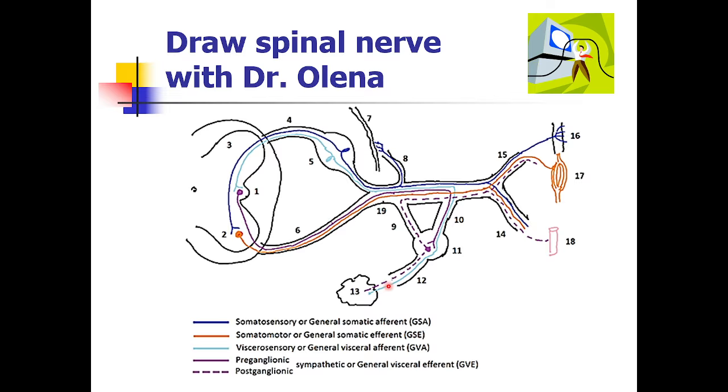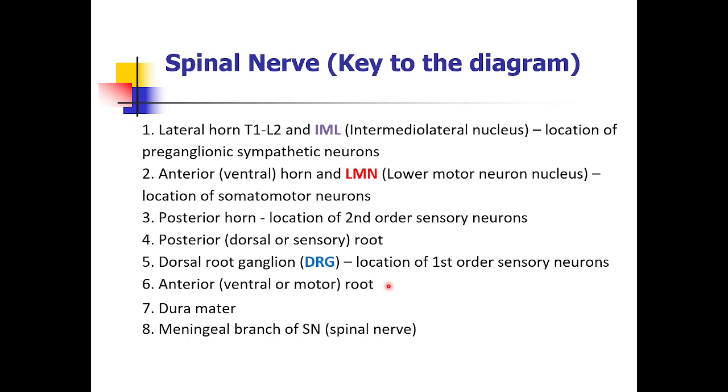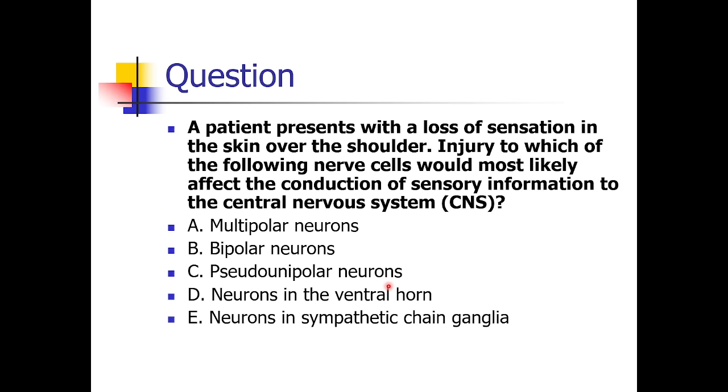Give me a moment. I will finish this presentation. I will clarify everything for that with the next slides. Okay? So we are moving on. Guys, it's just the structures labeled. That is your first question. A patient presents with a loss of sensation on the skin over the shoulder. Injury to which of the following nerve cells would most likely affect the conduction of sensory information to the central nervous system?